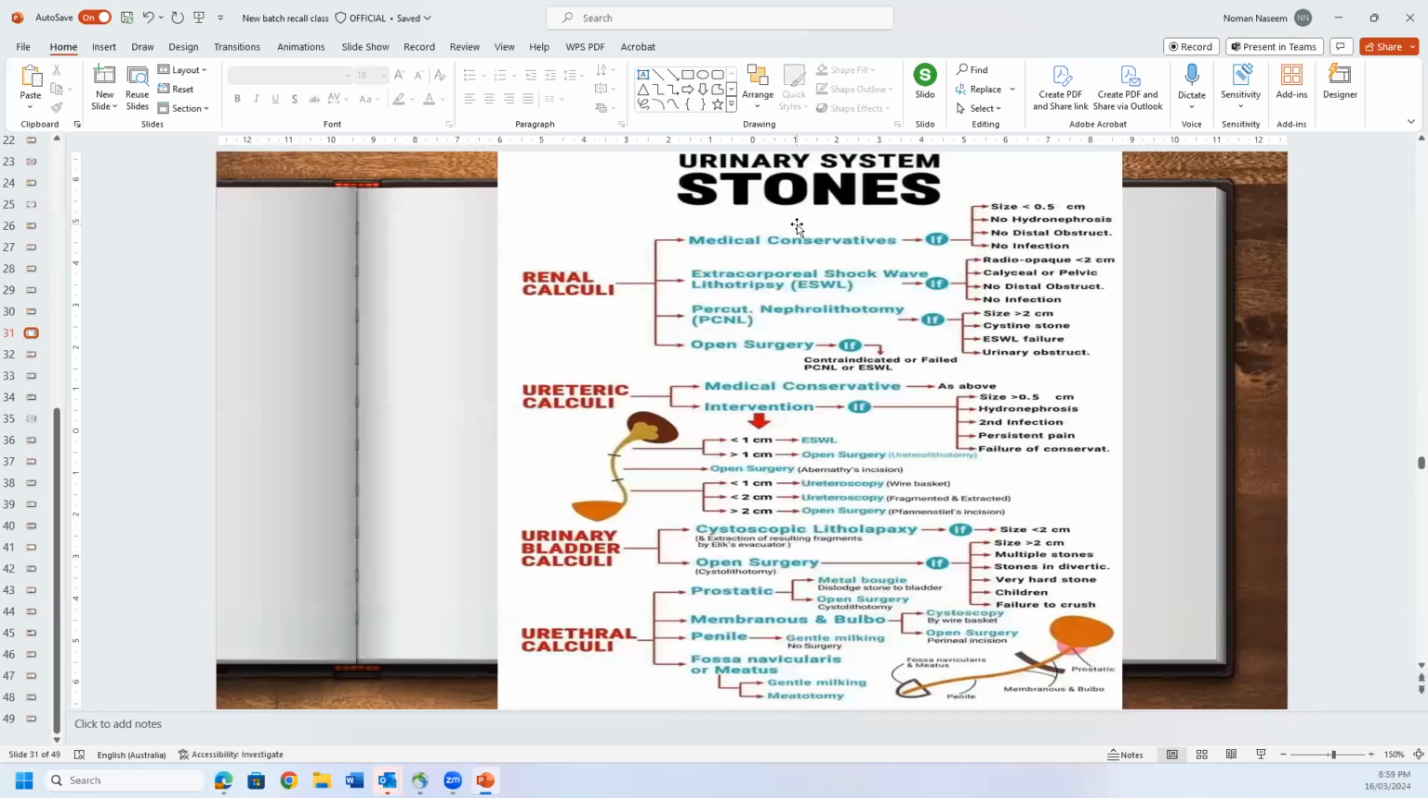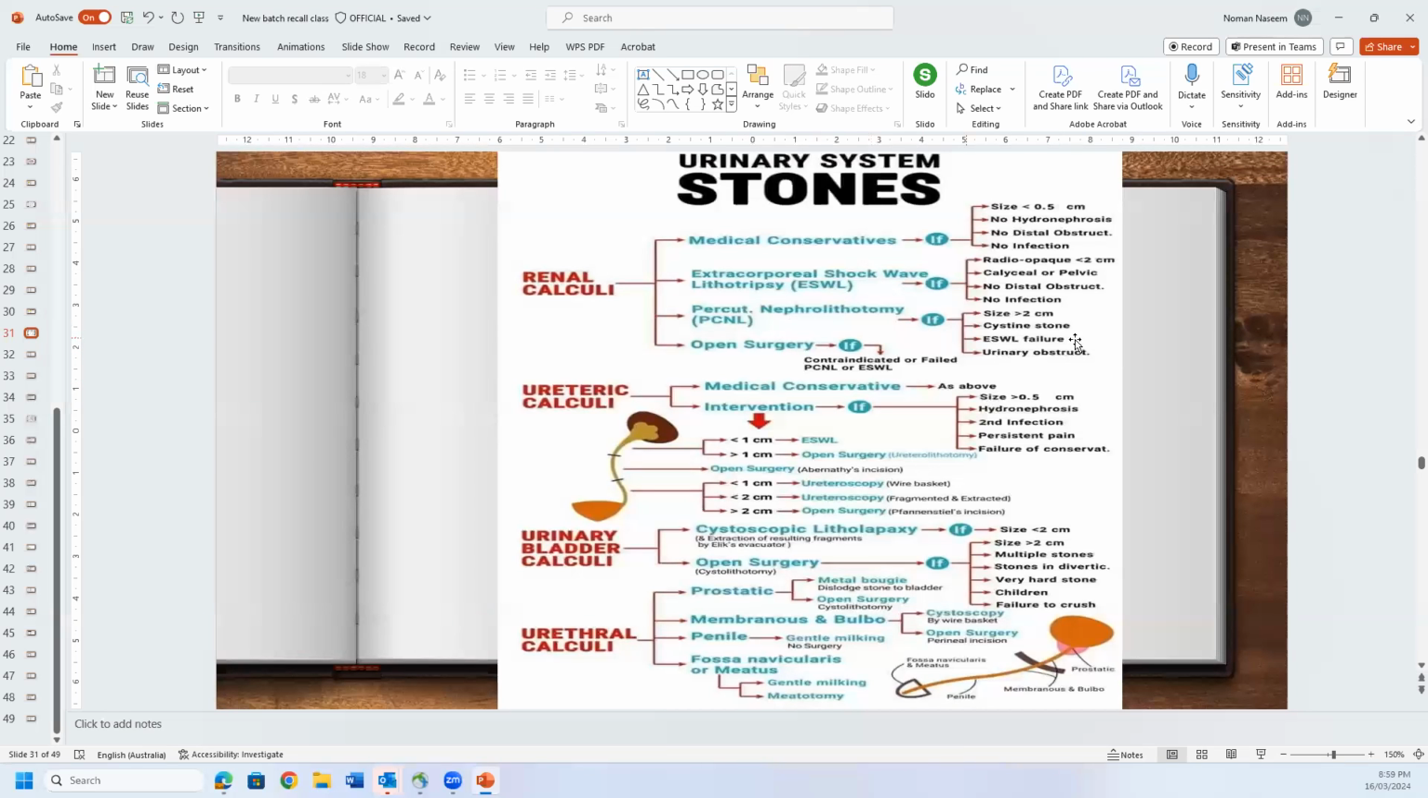So if you have a renal calculi, medical conservation is done if the size is less than 0.5 centimeter or 5 millimeter, if there is no hydronephrosis, no distal obstruction, no infection. Then we will just wait for it to spontaneously pass. If it's a calculi in the kidney, we do extracorporeal shockwave lithotripsy if it's less than 2 centimeter, if it is present near the pelvic junction or calyceal junction, and there is no obstruction, no infection.